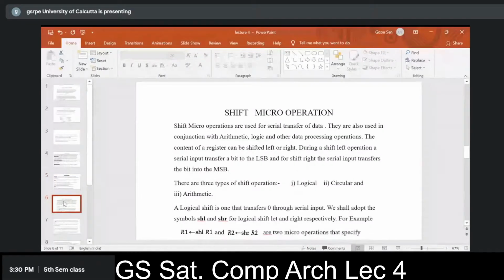Next, we move on to the 4th category of micro operation, which is known as shift micro operation. Generally, shift micro operations are used for serial transfer of data. The content of a register is shifted so that serial transfer of data within the register will occur. These shift micro operations can be of 3 types: arithmetic shift operation, logic shift operation, and circular shift operation.